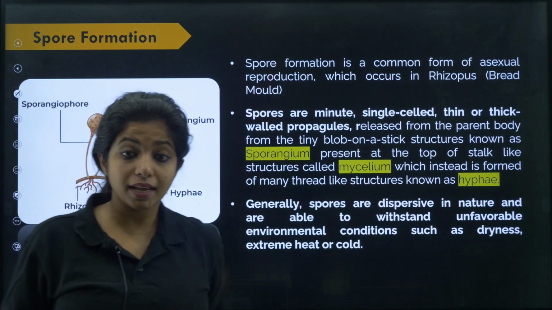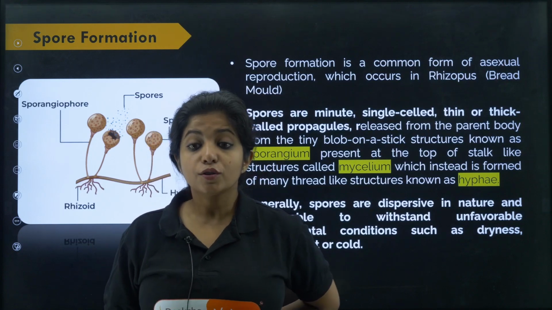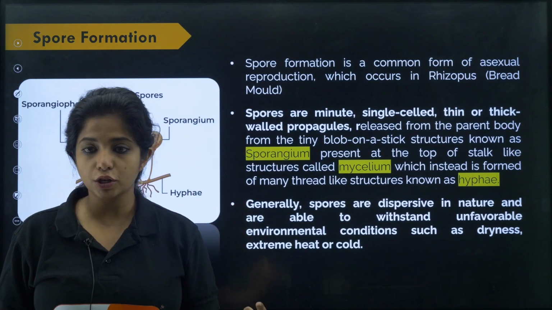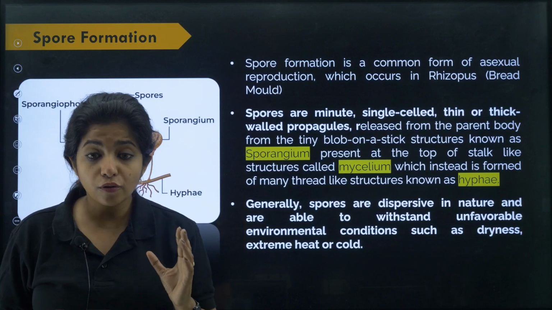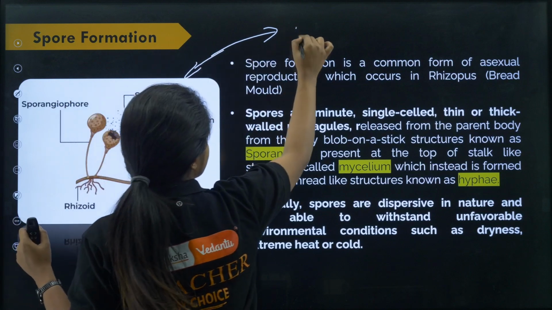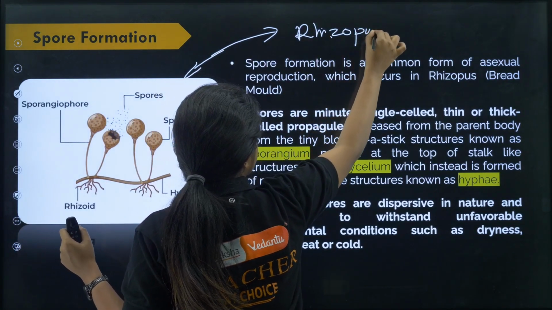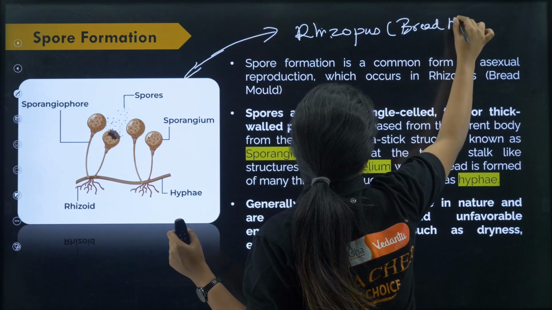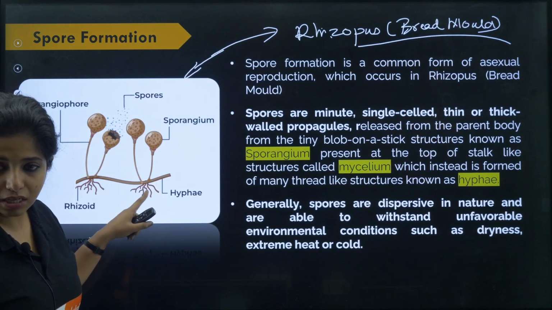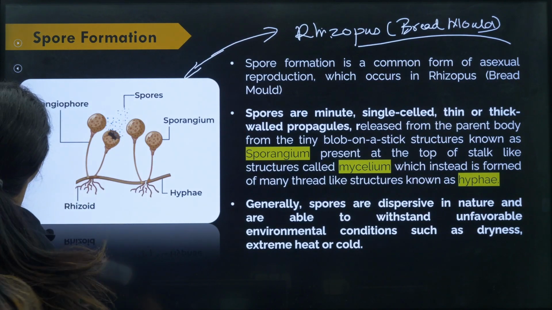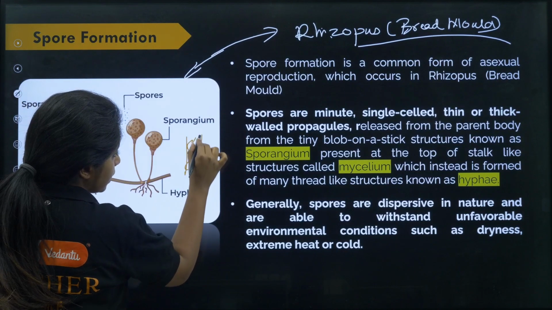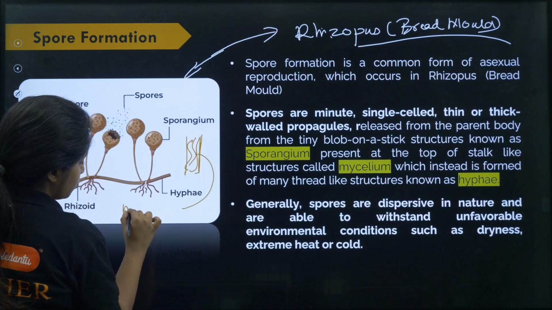Now comes the next thing, that is spore formation. What happens exactly in spore formation? We are done with budding, fragmentation, and fission. Spore formation is shown by bread mold, or Rhizopus. This is very important. They ask you to draw the diagram as well. This is Rhizopus, or you also call it bread mold. The thing that you see over here is hyphae, and this thing you see over here is also made up of hyphae. Hyphae are tiny filamentous structures which come together to form a thick structure like this, which you call mycelium.